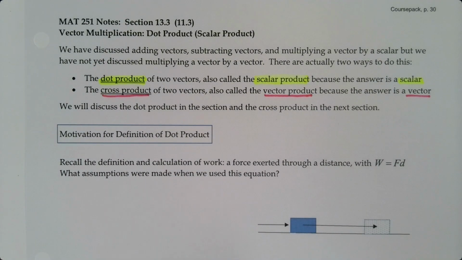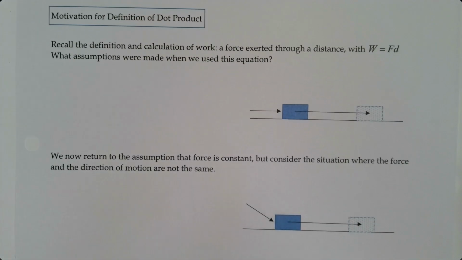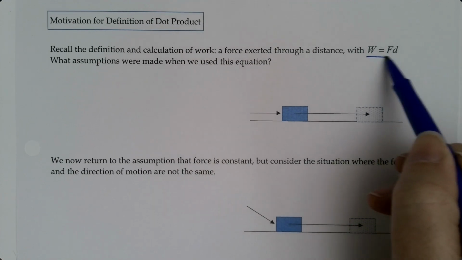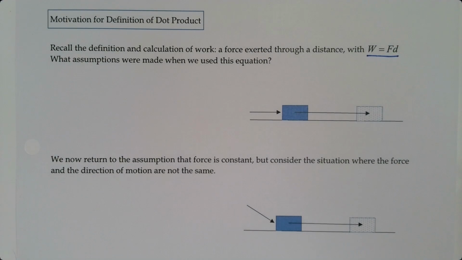All right, so let's look at some motivation for why we need a dot product and what it can do for us. And one of the key ideas here is work. Now, in a basic science class, we learn that work is force times distance, right? It's the force acting through a distance. There's your basic formula.